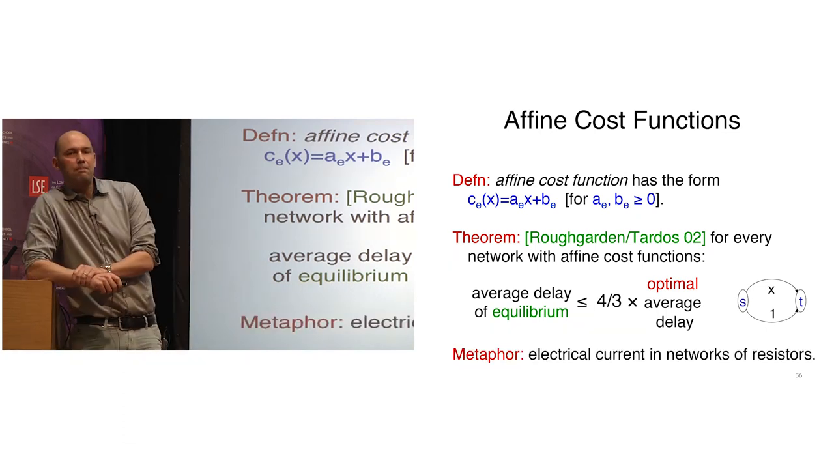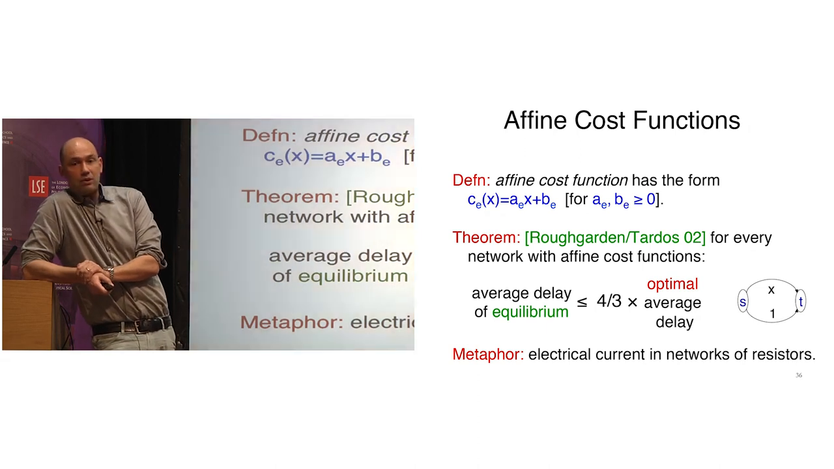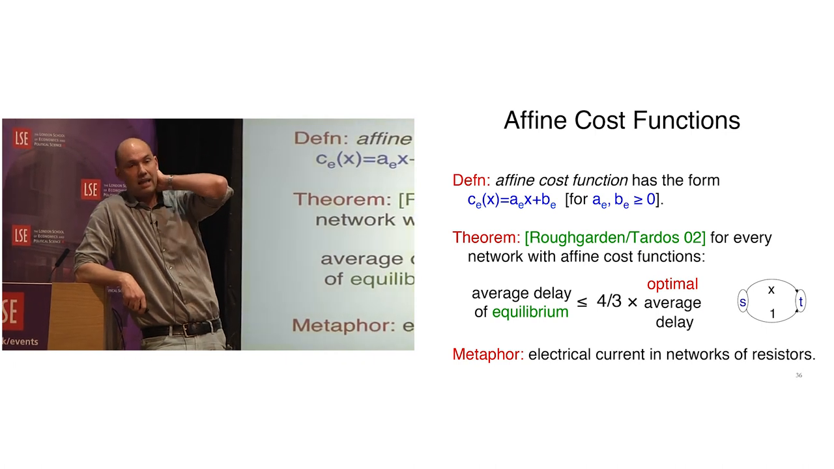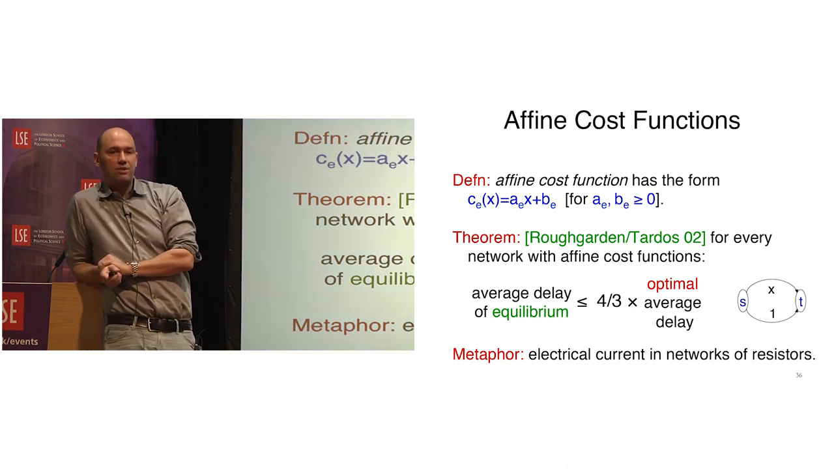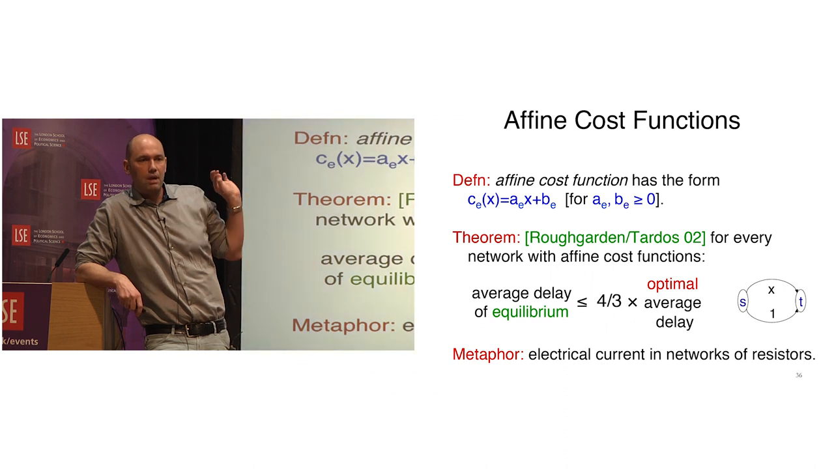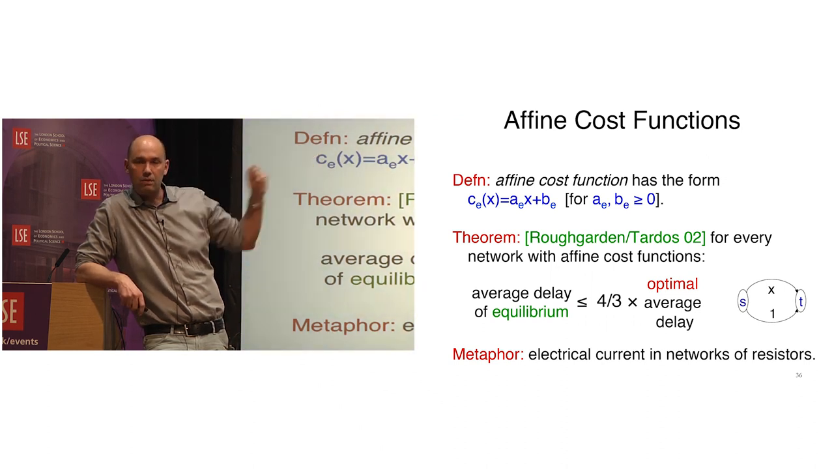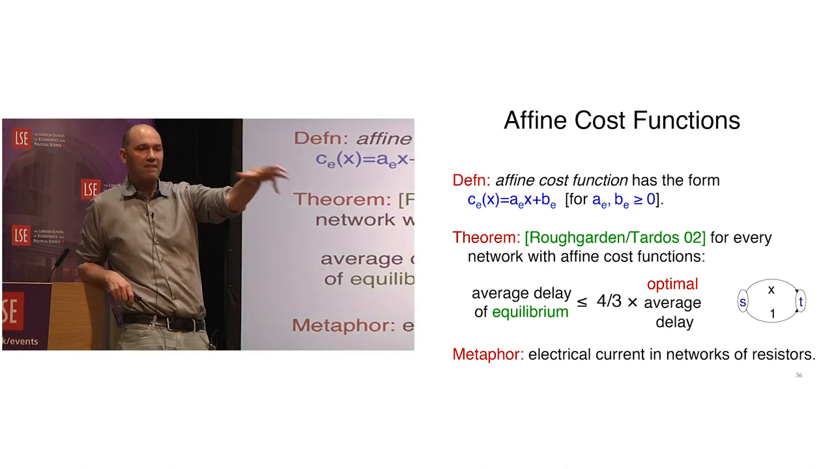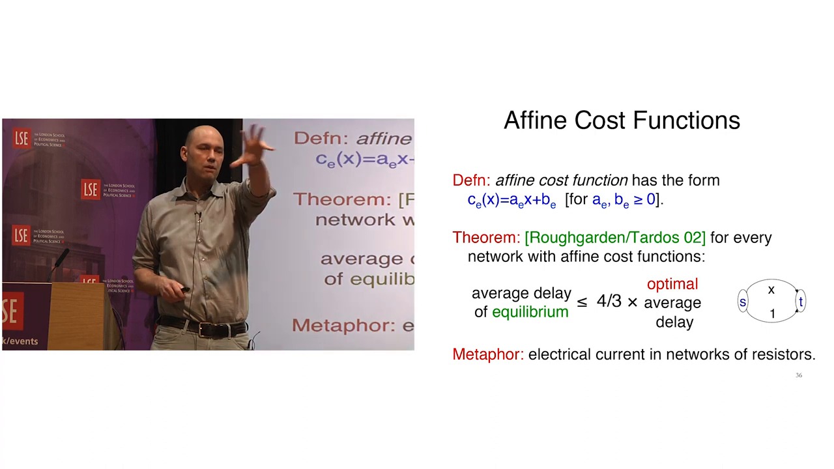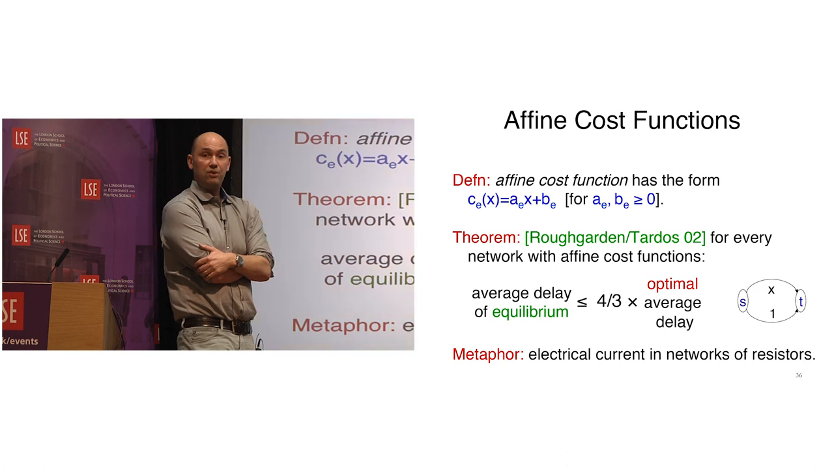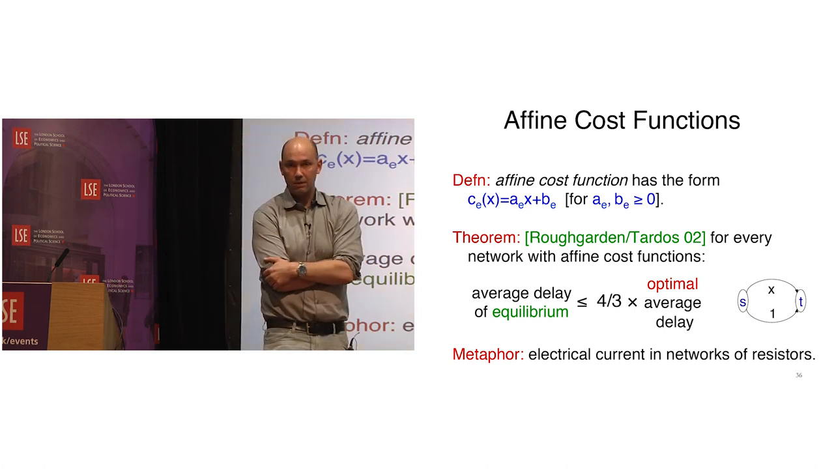And the analogy is going to be with electrical current and electrical networks, so networks of resistors, something perhaps you studied in physics class when you were a kid. So it turns out electrical current and networks of resistors is actually a special case of this routing model. It's the special case where all of the B's, all of the constant terms, are equal to zero. So it's a network where you might have X over here, 2X over here, and 4X over here. And the 1 and the 2 and the 4, those correspond to the resistances of those particular resistors, okay?